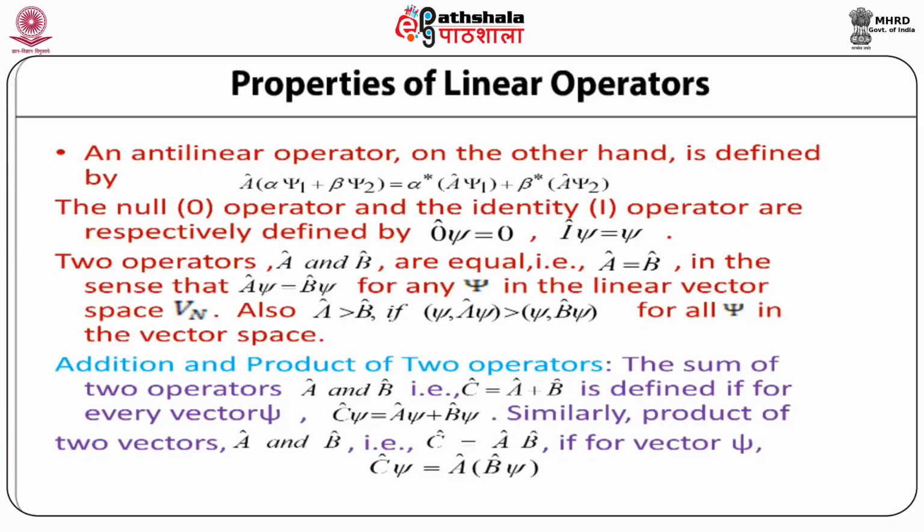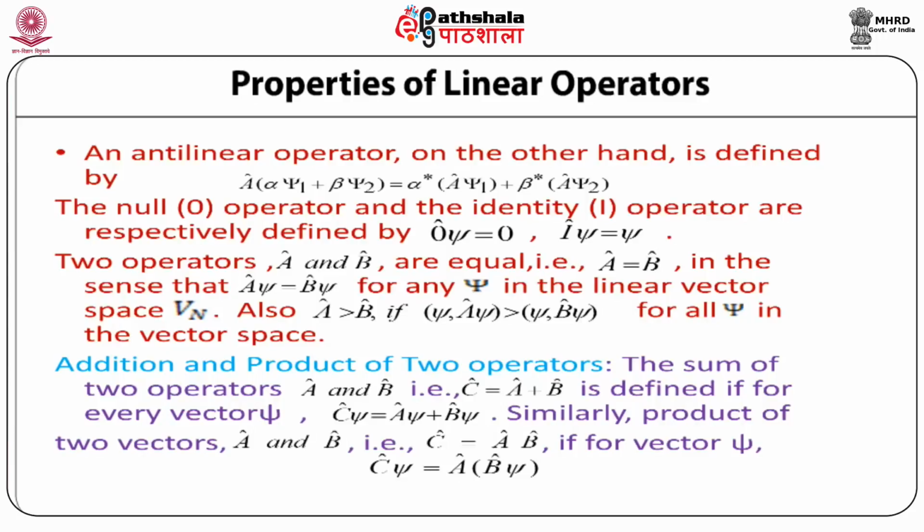Now we come to the addition and the product of two operators, and we define the sum of two operators, that is operator A and operator B, such that if we have another operator C, then C is equal to operator A plus operator B is defined if for every vector psi we have operator C acting on psi is equal to operator A acting on psi plus operator B acting on psi.